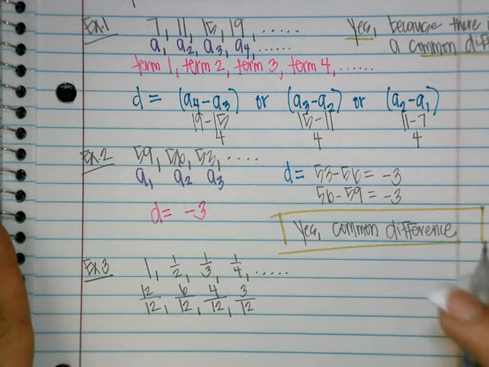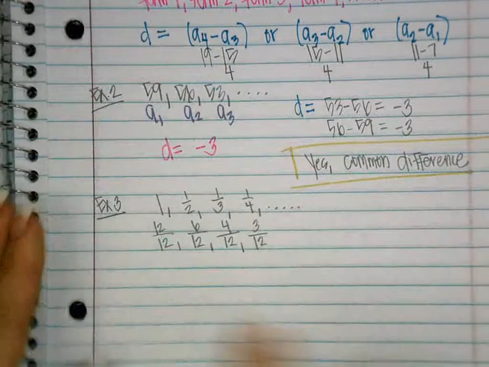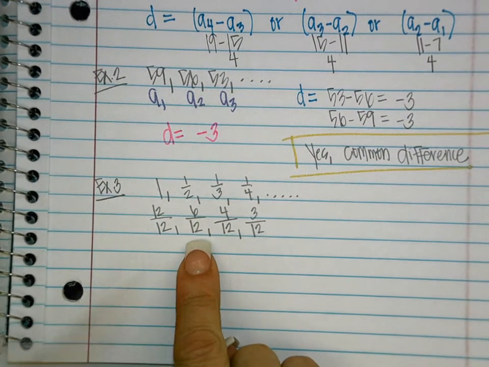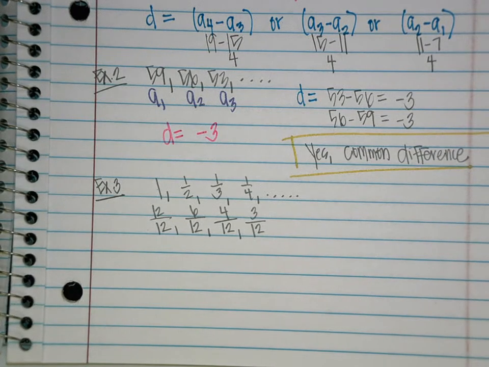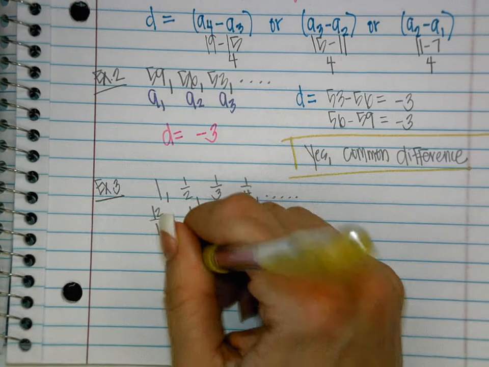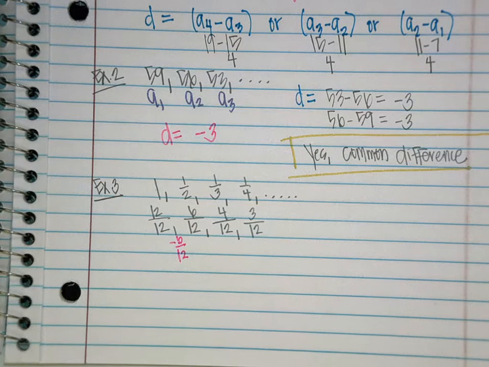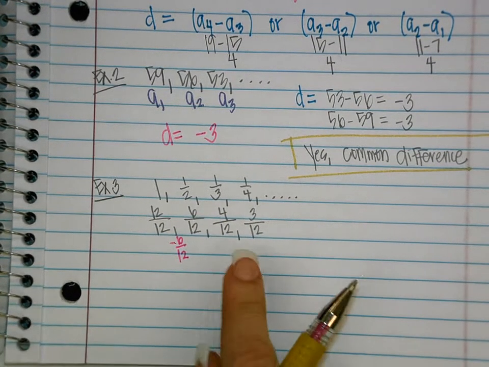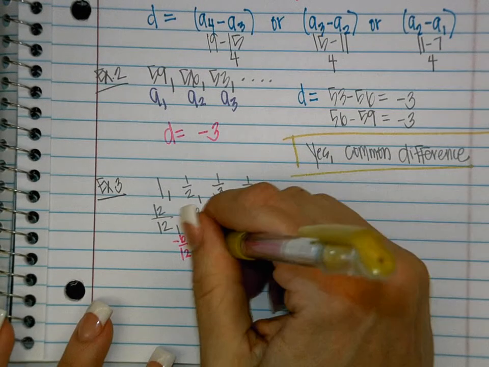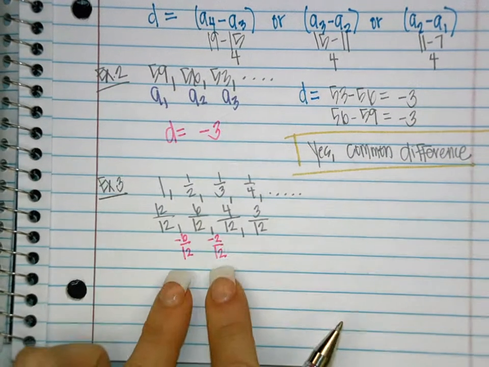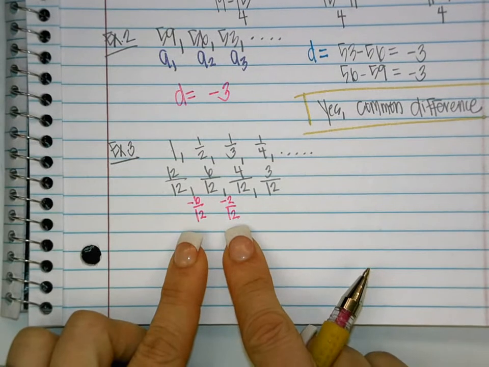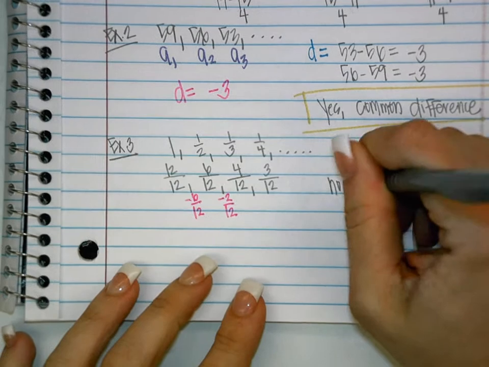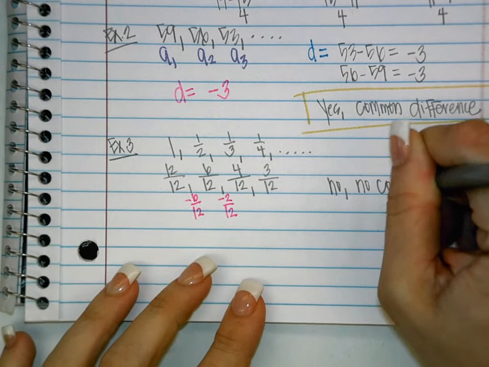3 over 12. You can look at this and figure out, what would you add to 12 to equal 6? I just gave you the answer. -6 over 12. So I would show your common difference like this, in between each one. How do you get from 6 to 4? What do you add to get from 6 to 4? -2 over 12. Automatically, can you tell there's not going to be a common difference? Okay, so automatically, is this an arithmetic sequence? No. No common difference.